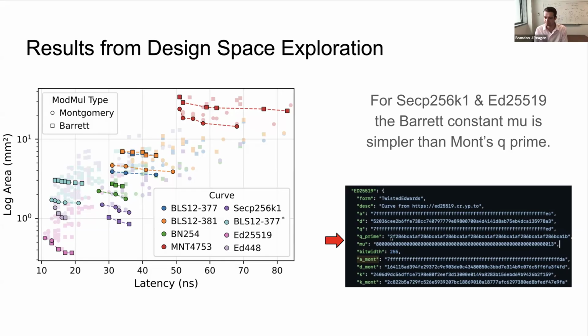But the Q prime, not so much, right? This is really complicated. And what it's trying to do is reduce the strength of the multiply into a bunch of shifts. So it still is a pretty complicated circuit compared to the mu, to the point that we can actually see Barrett is on the Pareto frontier.